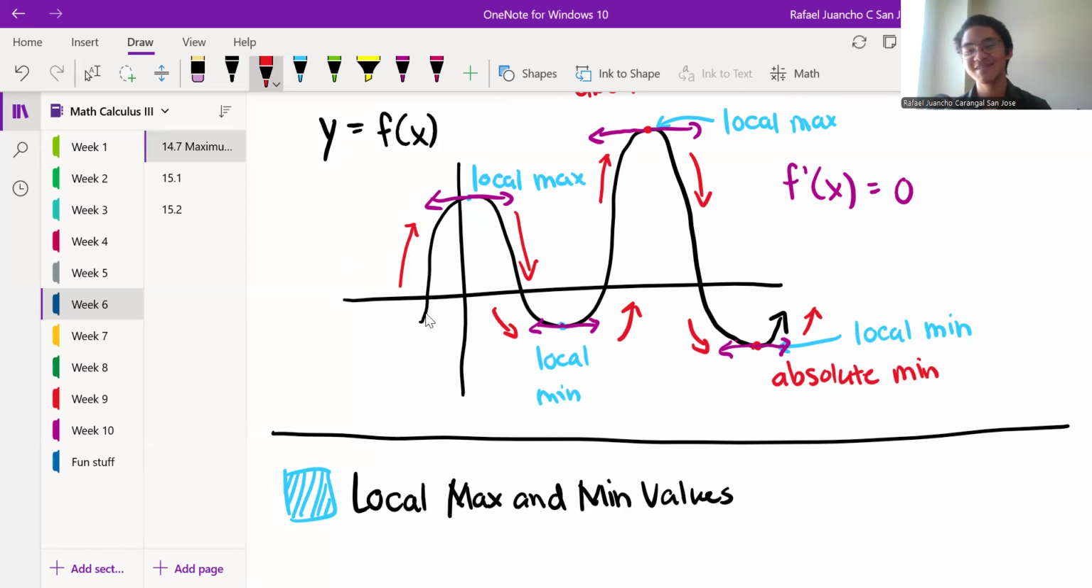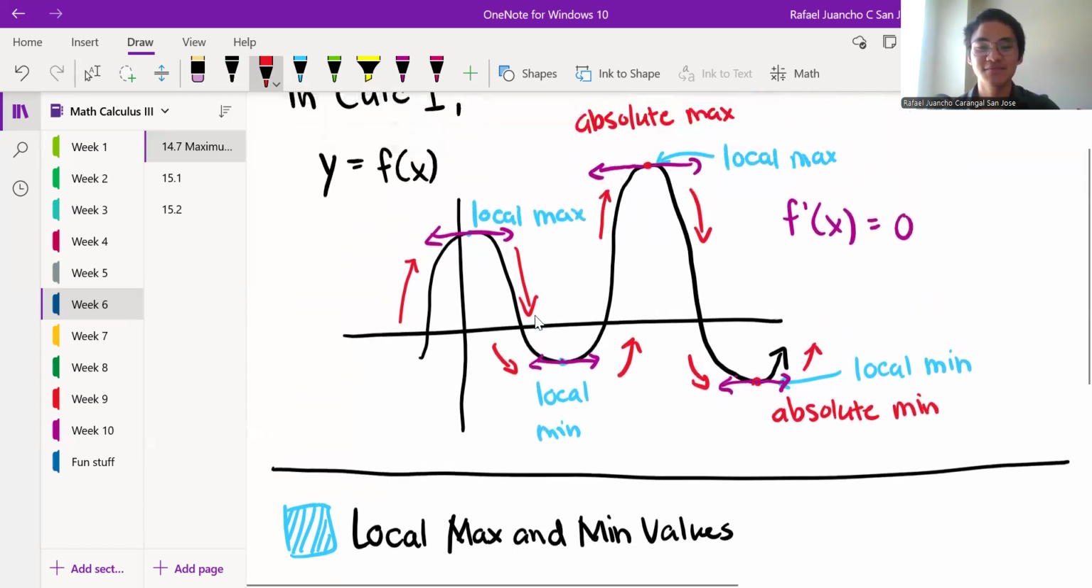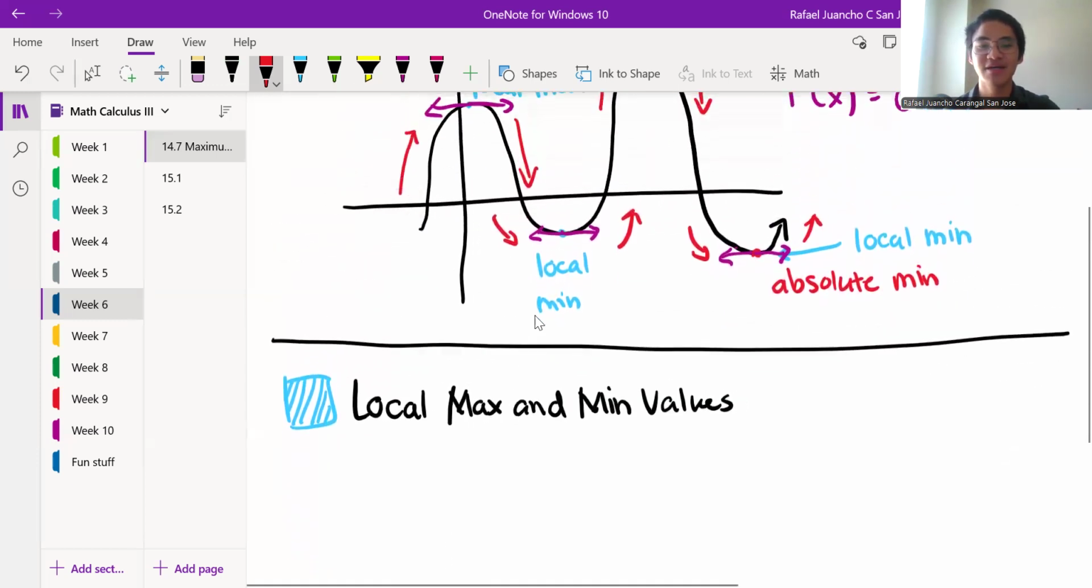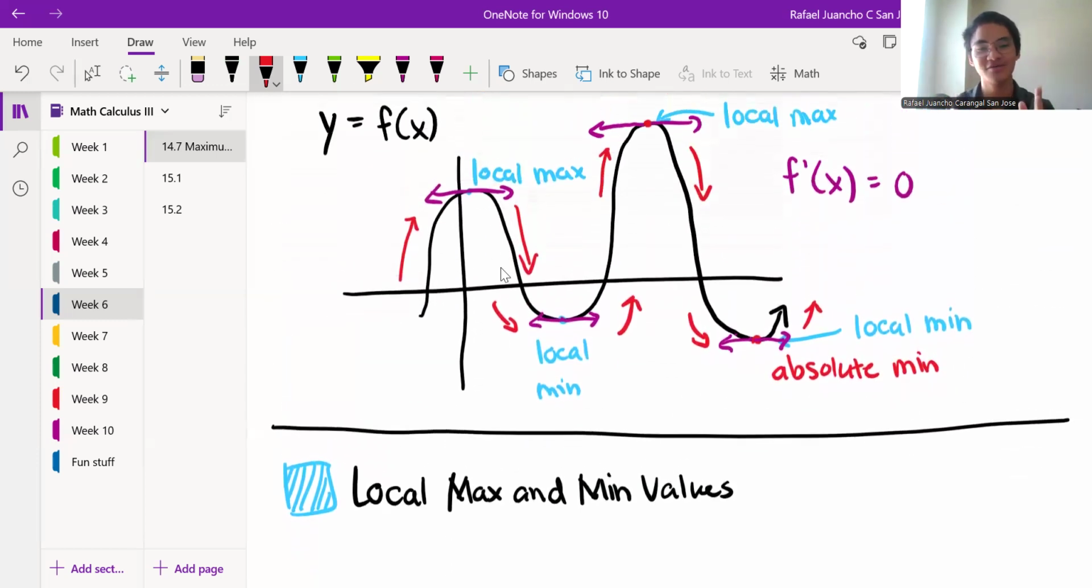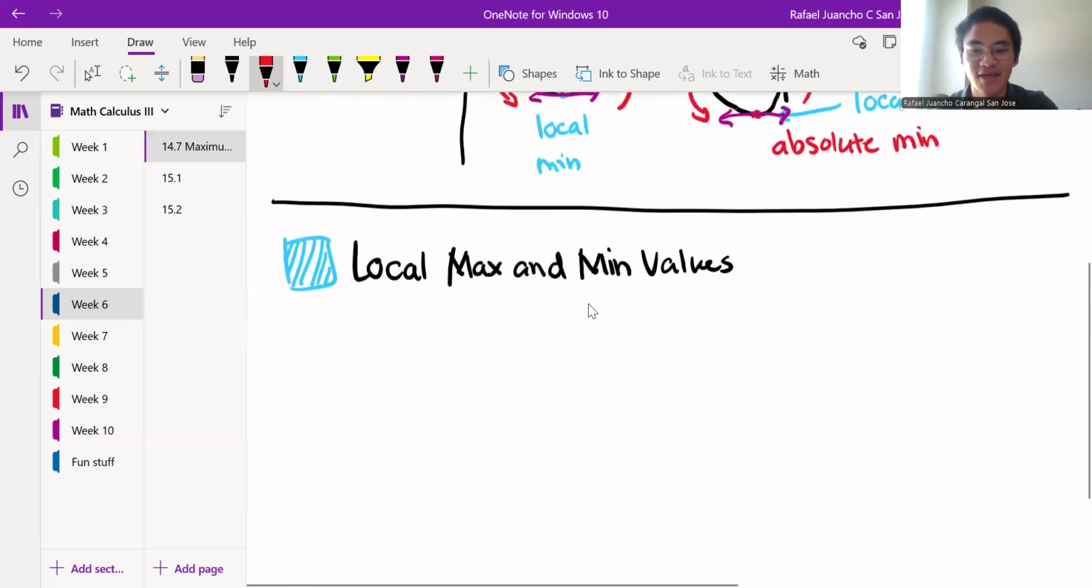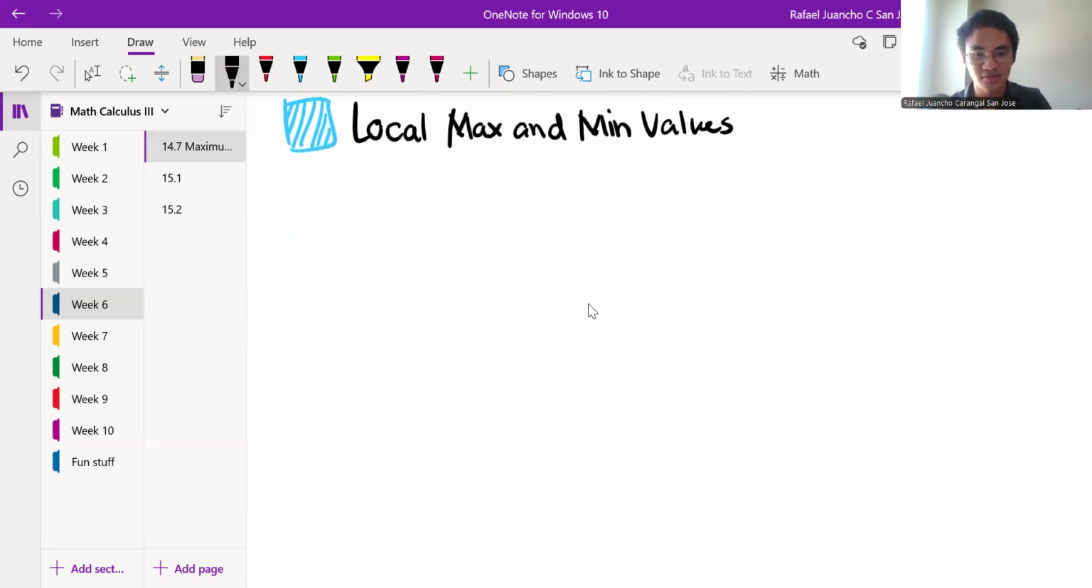Up, down, local max. Down, up, local min. Right? So that's the idea. But mathematically, that one's going to be getting an interval and then analyzing or plugging in values, checking if the derivative is positive, if it's increasing, then decreasing. Anyway, we'll get into that in a bit.